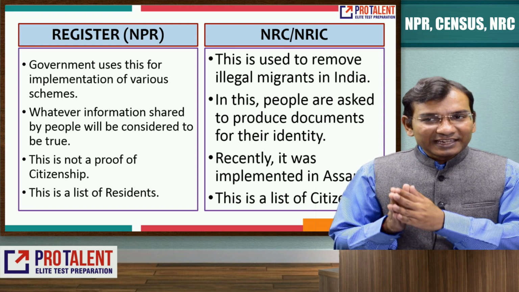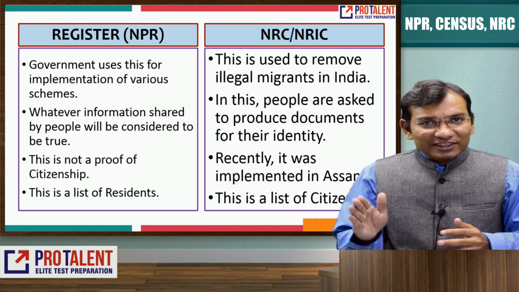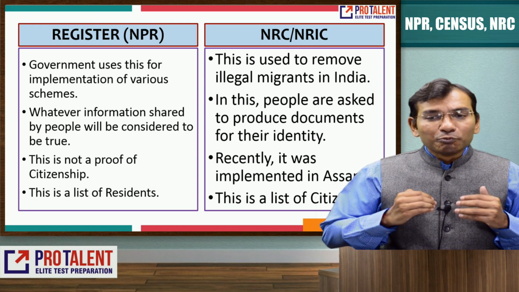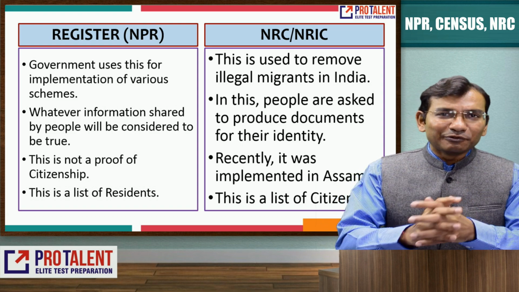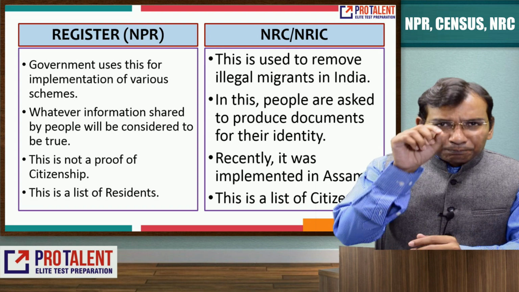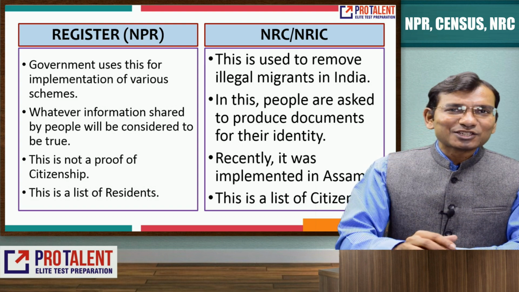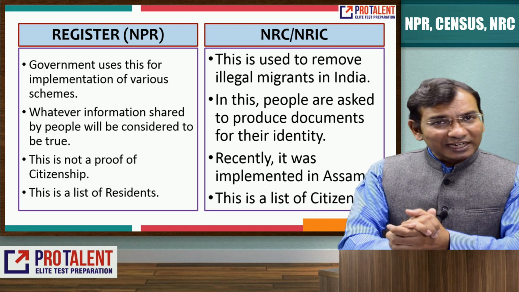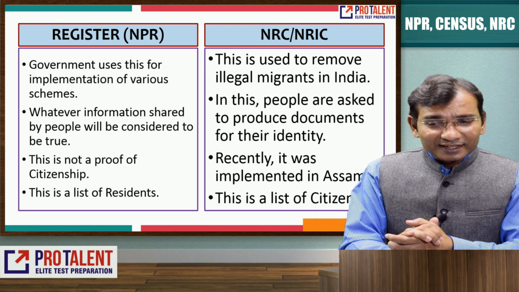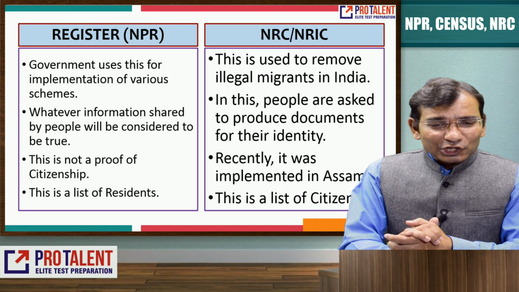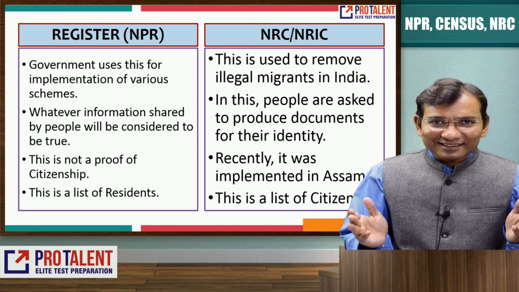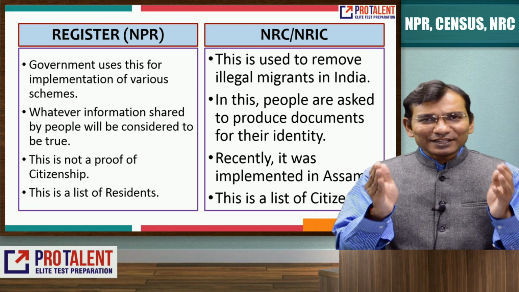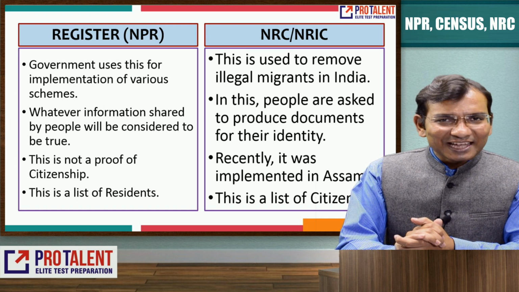While in NRC or NRIC, the National Register of Indian Citizens, citizens will have to produce identity proof, and based on that identity proof they will put those people's names in NRC or NRIC. In India, so far, this NRC was done only once, recently in Assam. It is a list of citizens. It is not a list of residents. I hope it is very clear. Yes. So NPR, NRC, NPR, census: बड़ा difference आपके सामने. I think this is very easy for you to understand.